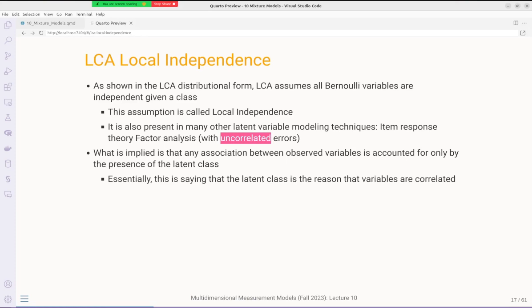How are we with local independence? You like it? I get a thumbs up. Thanks, Vladimir. Thanks, Alfonso. We're good.